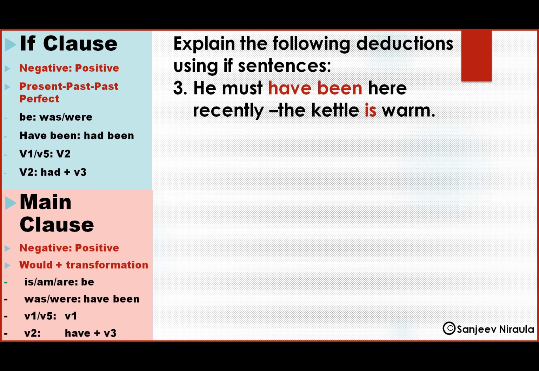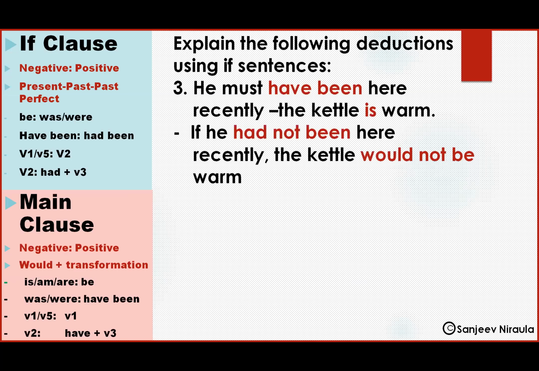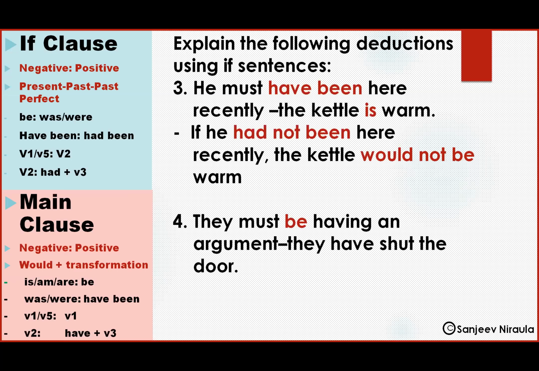Question number 3, he must have been here recently, the kettle is warm. Both are positive, make it negative. Convert have been into had been, as you can see under the rule of the if clause. And convert is into be, and the answer is if he had not been here recently, the kettle would not be warm. Number 4, they must be having an argument, they have shut the door.